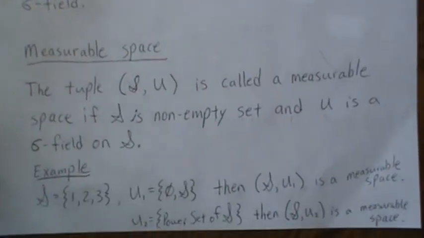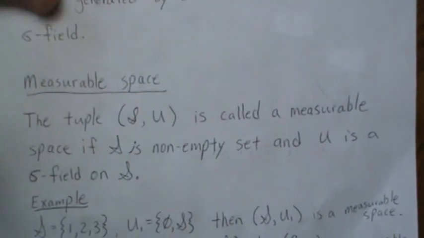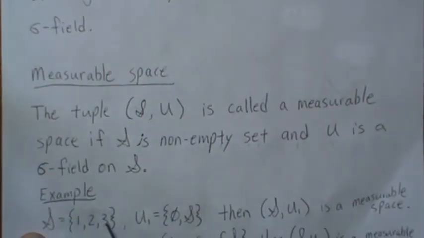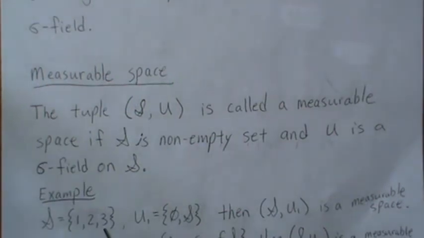And here's a couple silly examples, but I think it'll drive the point home. So here's our sample space of 1, 2, 3. And now we have a sigma field. It's the trivial sigma field of the empty set and S. Okay. So then this tuple, the sample space and this sigma field, is a measurable space. We can put a measure on that.